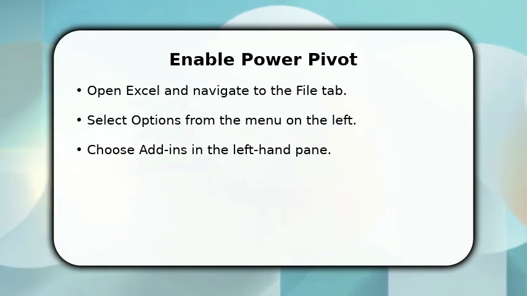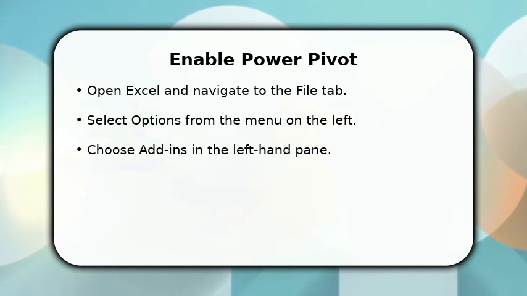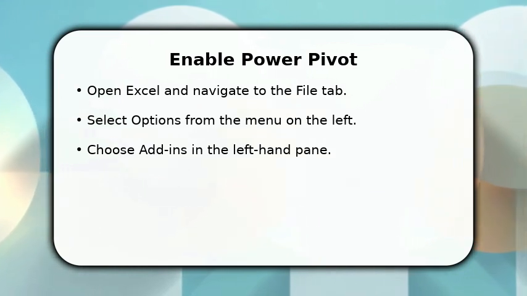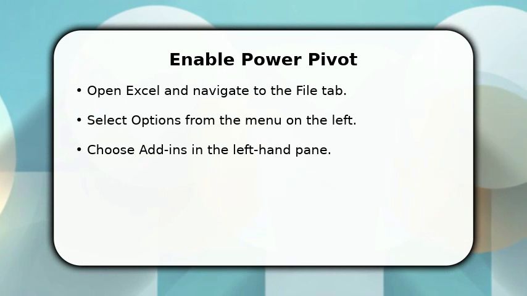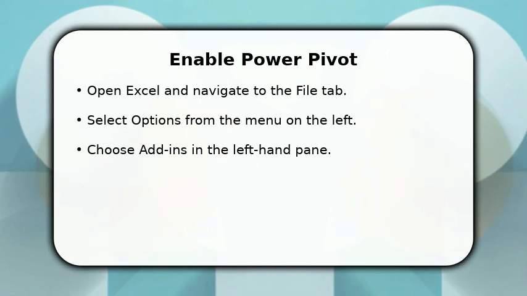From the drop-down menu that appears, you'll want to select Options. This will open a new window where you can customize various Excel settings. Next, look for Add-ins in the left-hand navigation pane and click on it. This is where we'll find the Power Pivot tool.